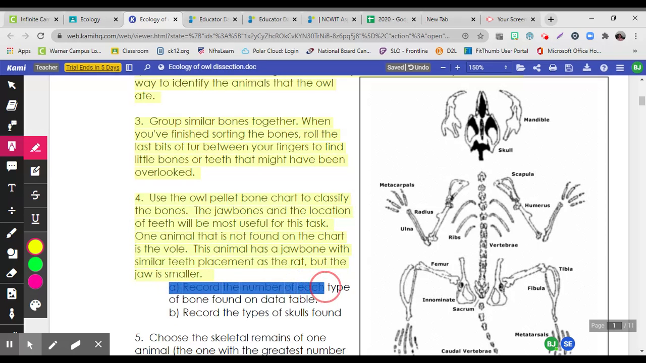A. Record the number of each type of bone found in the data table. B. Record the type of skull found.